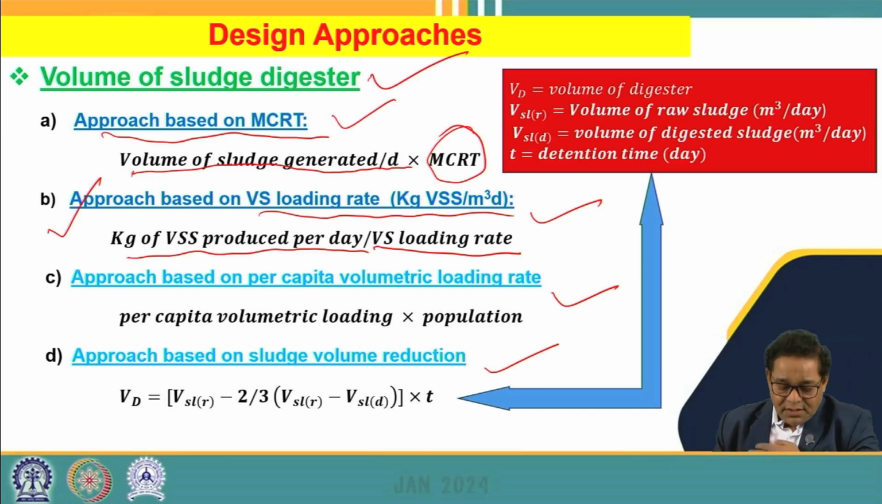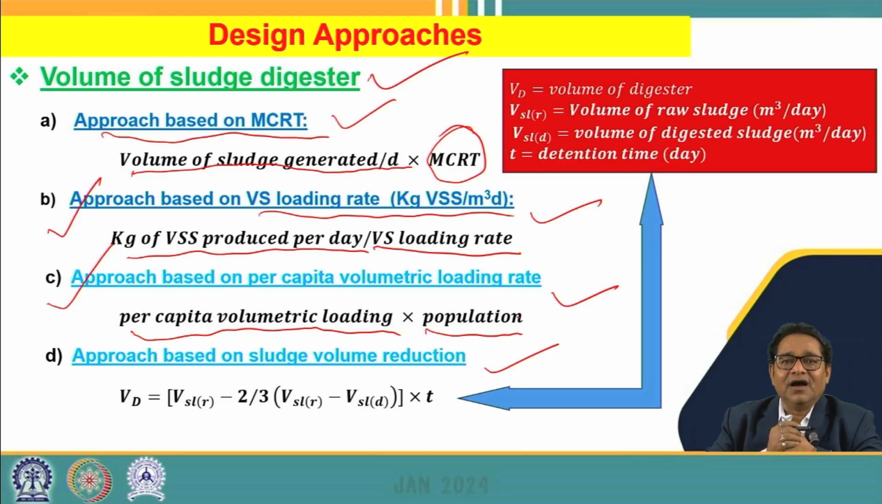Then another approach is based on the per capita volumetric loading rate. As I said, this is like a thumb rule. If nothing else is available, you can calculate the per capita volumetric loading and then multiply with the population data. You will get directly the volume of digester required for anaerobic digesters.